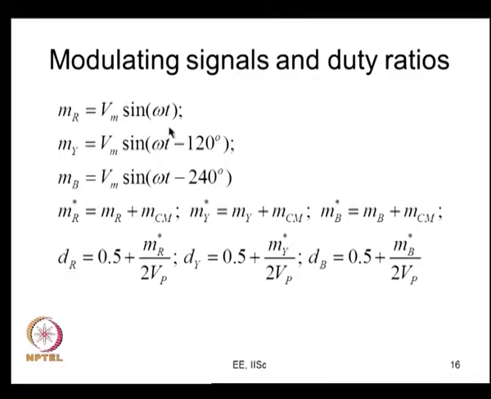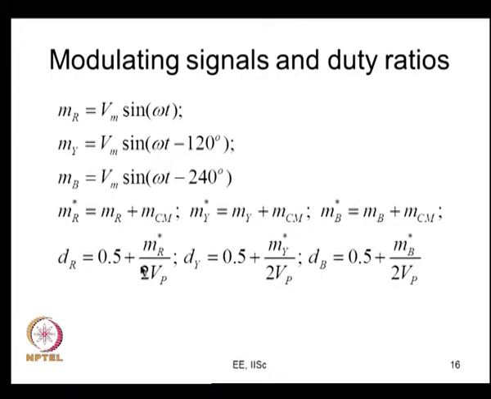So, this is your R phase modulating signal, Y phase and B phase. I am once again considering 3 phase sinusoidal signals, then I am adding common mode there. So, what is my duty ratio of R phase? It is 0.5 plus MR star by 2 VP. Let us say MR star is equal to VP, then MR star by 2 VP is 0.5, 0.5 plus 0.5 is 1. If MR star is 0, in that case DR is 0.5. If MR star is minus VP, in that case this is 0. So, for MR star going between minus VP to plus VP, DR goes between 0 and 1. So, this is level shifted here.